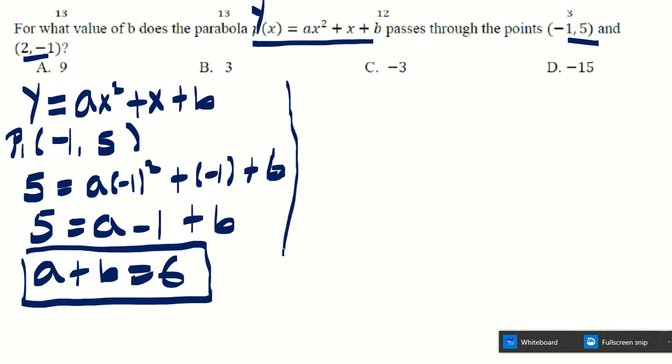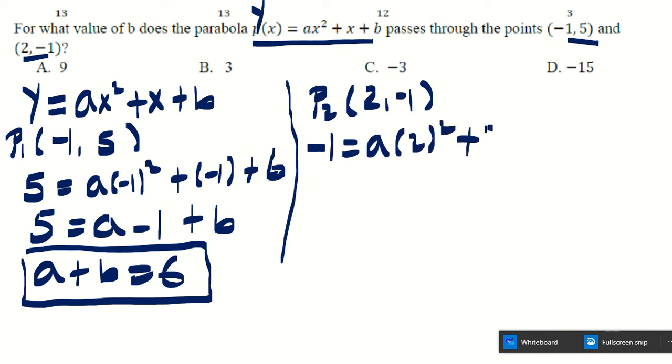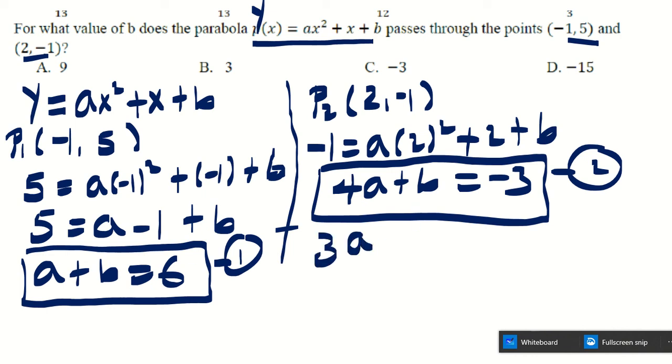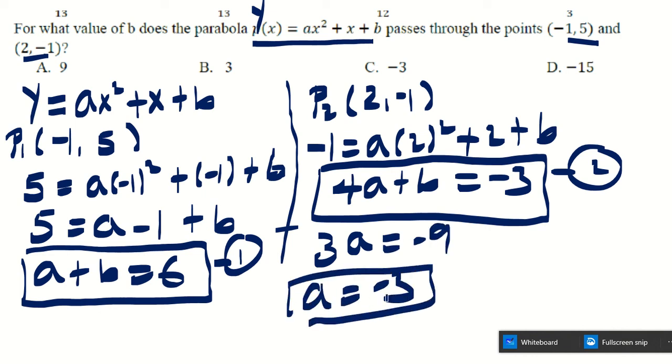In the same manner, let's do the second one. The point is 2, negative 1. Substitute negative 1 in place of y. So negative 1 is equal to a times 2 square plus 2 plus b. Again, when we rearrange this, 4a plus b is equal to negative 3. We now have 2 equations. The previous one is equation 1, this one is equation 2. We can apply the elimination process and subtract. 4a minus a will be 3a, b minus b will be 0, and negative 3 minus 6 will be negative 9. So what's the a value? Negative 3. We don't have to end here. We are not asked the a value. What's the value of b?